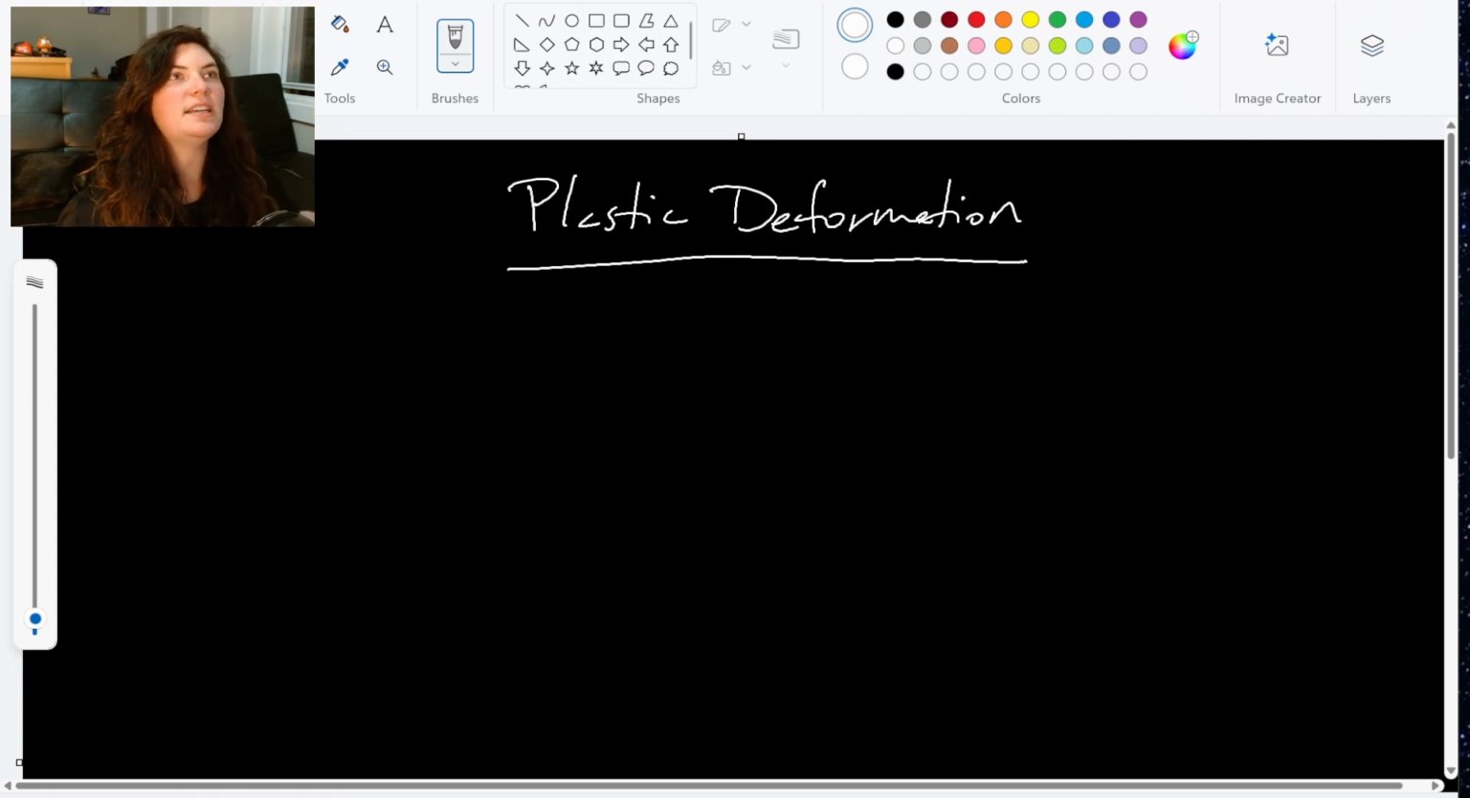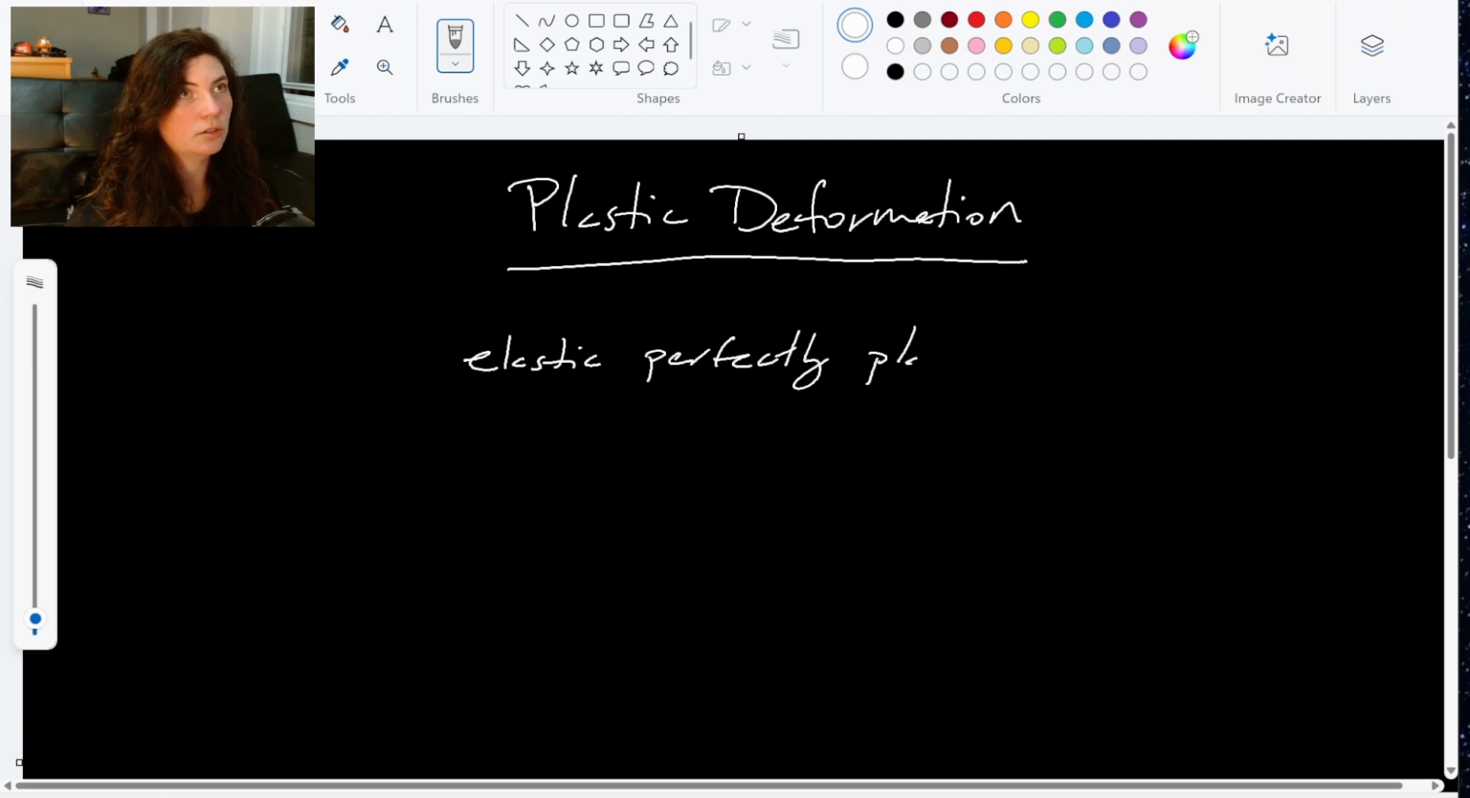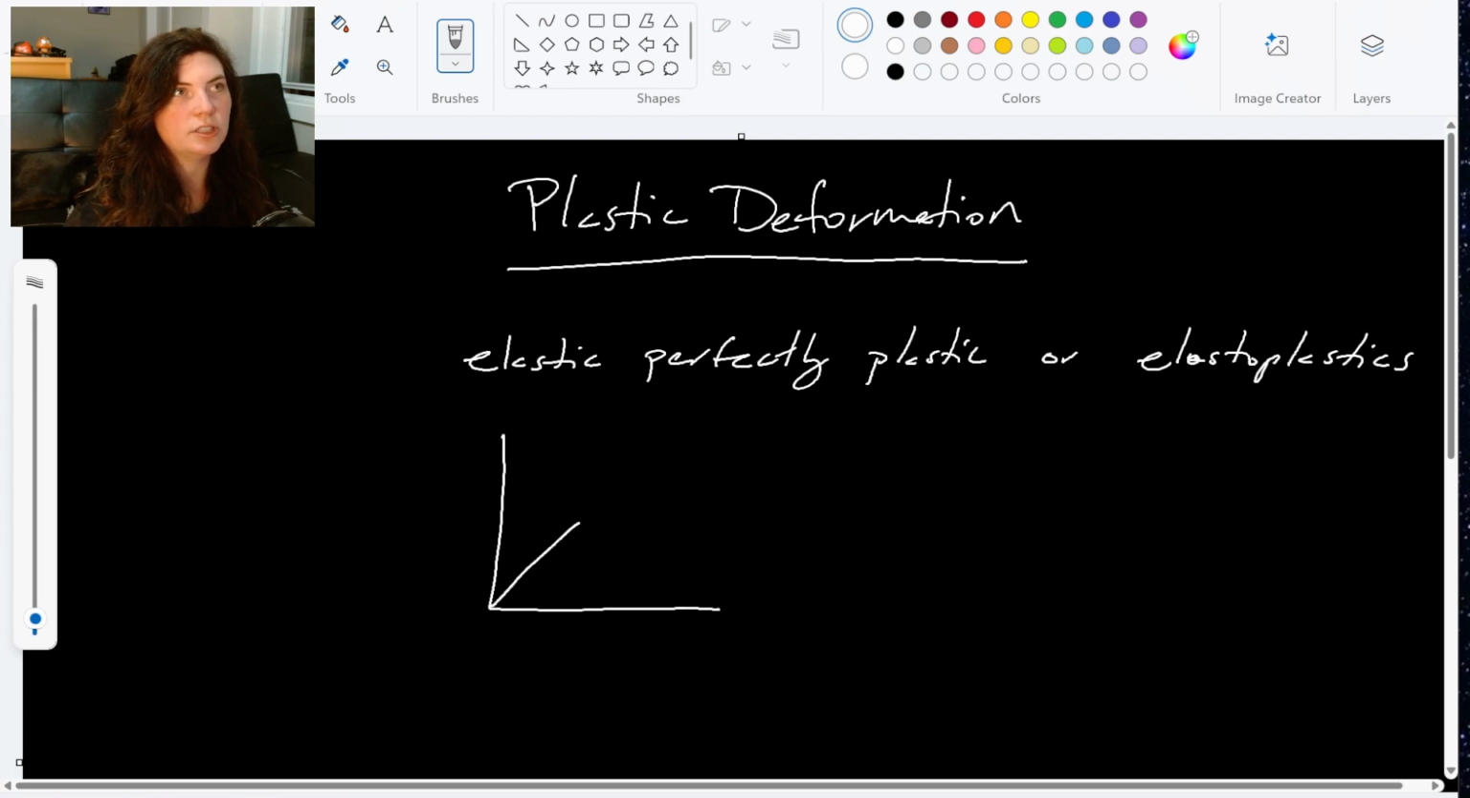So things that can work for us under this case, we usually call these materials, a special group of materials we call elastic perfectly plastic, or elastoplastic. Elastoplastic materials are the ones that we would want to use in this case. Things that have a stress-strain diagram with a Hooke's law linear elastic region and then just a straight yielding region on our stress-strain diagram.